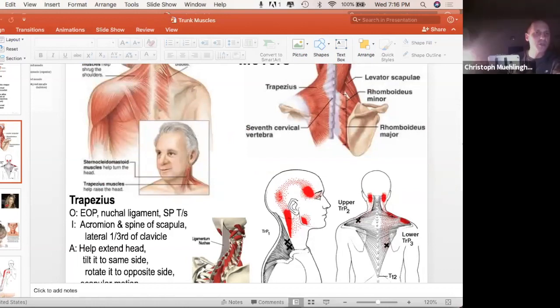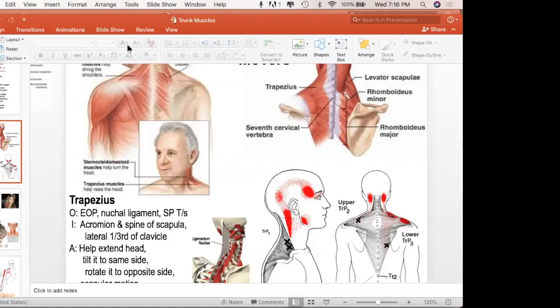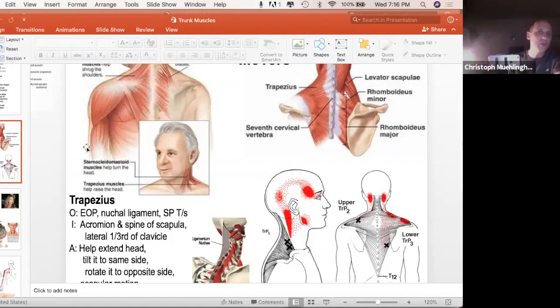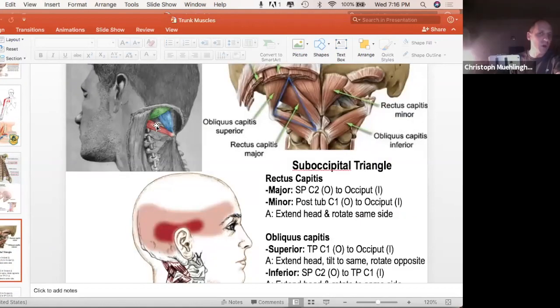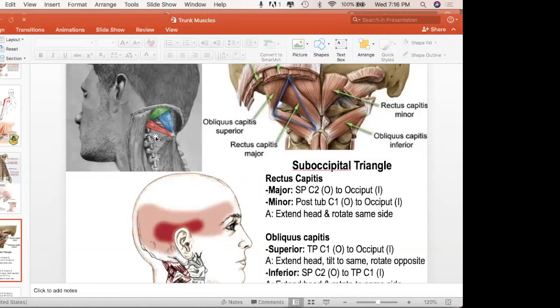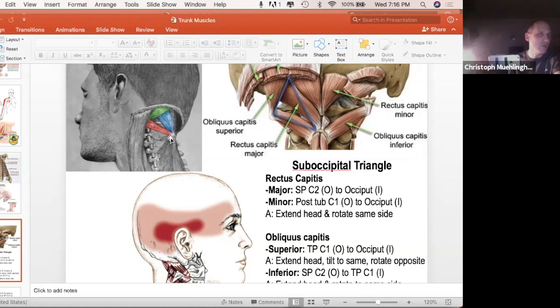So you can also understand that if you want to move the whole head down, for example, it's much easier to do that with the trapezius than with a suboccipital triangle muscle, which is more likely to be a stabilizer for the small bones in the neck. Does that make sense a little bit?